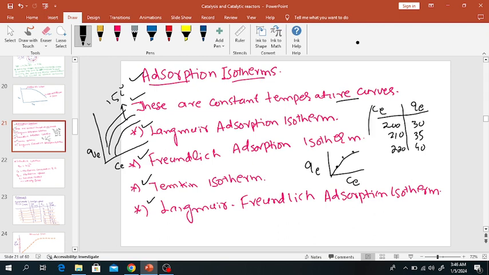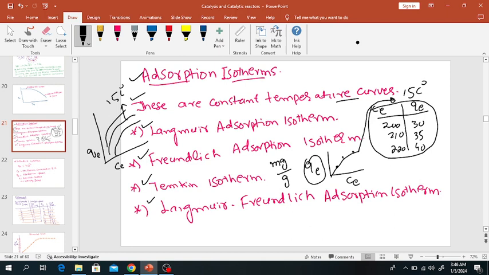Suppose this whole experiment is taking place at 15 degrees centigrade. So this curve is obtained at 15 degrees centigrade, and this curve is called the adsorption isotherm. This equilibrium uptake is the milligram or mole per gram catalyst. It shows how much adsorbate is attached to 1 gram adsorbent.